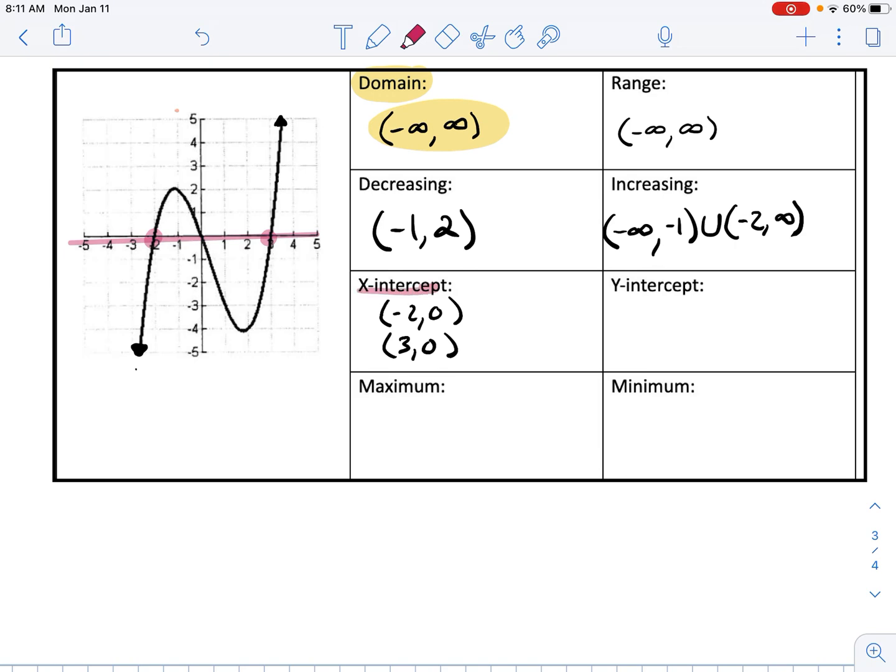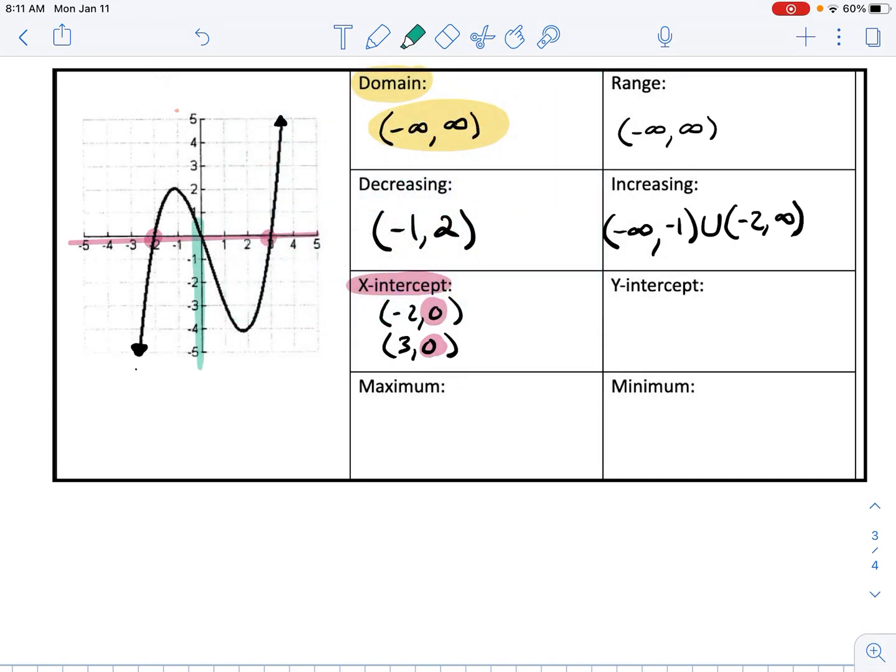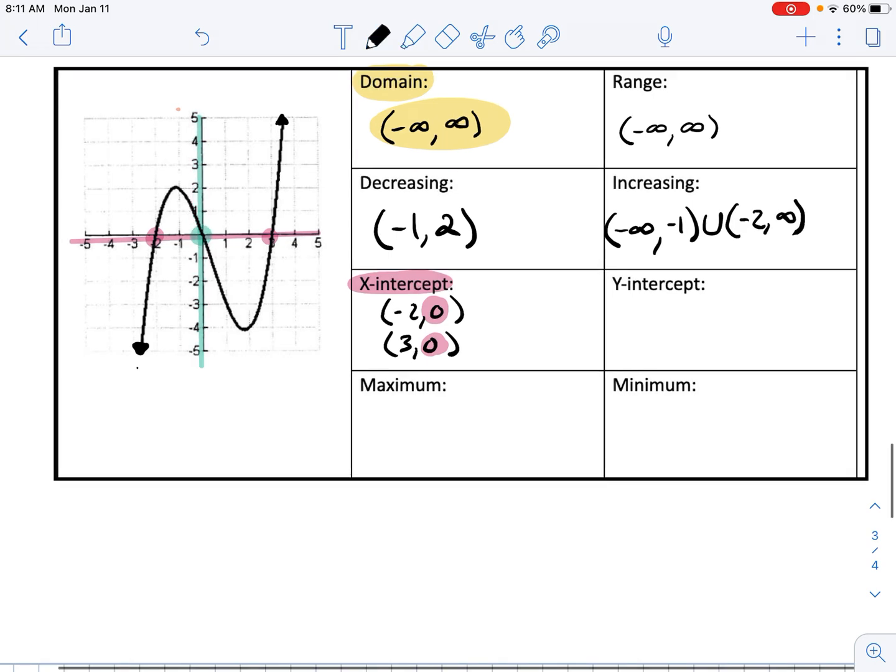And notice how when our x-intercepts, y equals 0. Our y-intercepts, where is it across our y-axis? Right at 0. So 0, 0. And for our y-intercepts, notice how our x is 0.